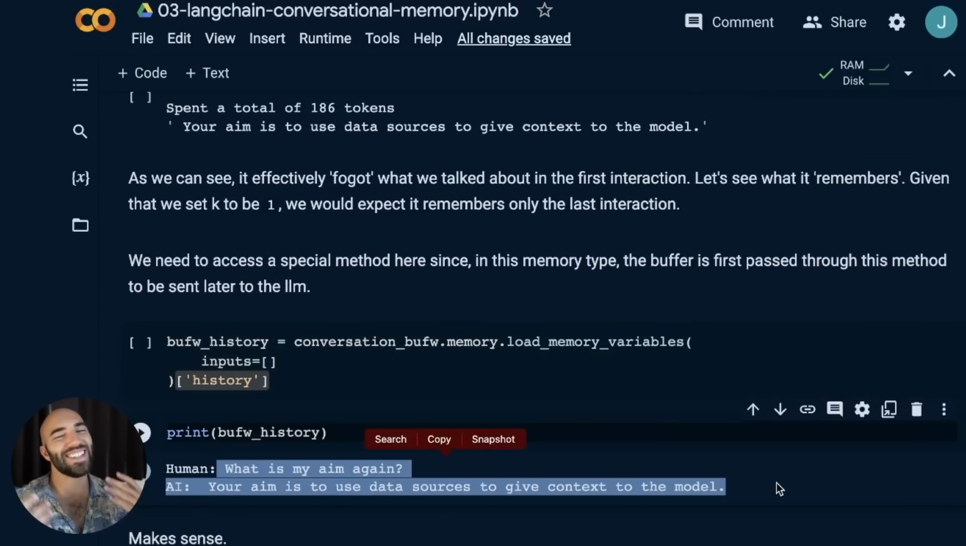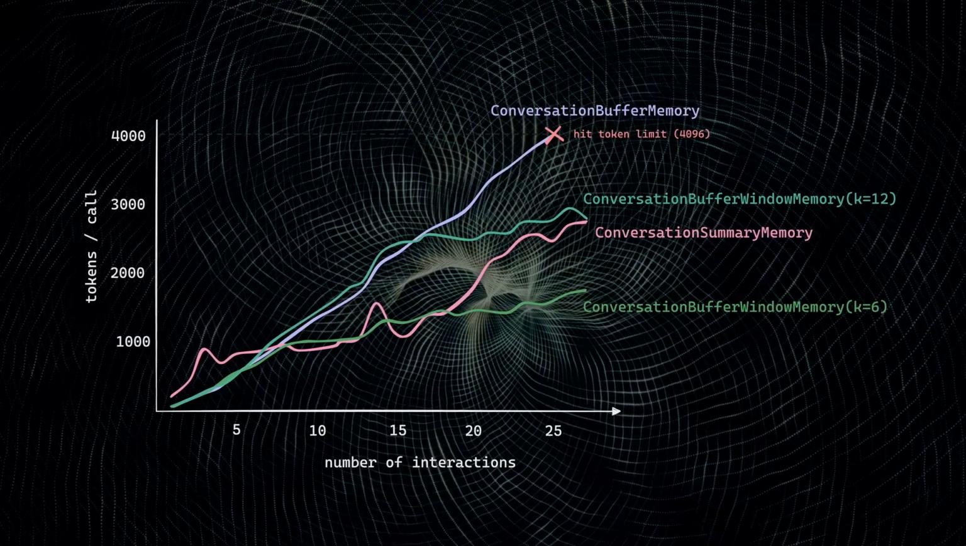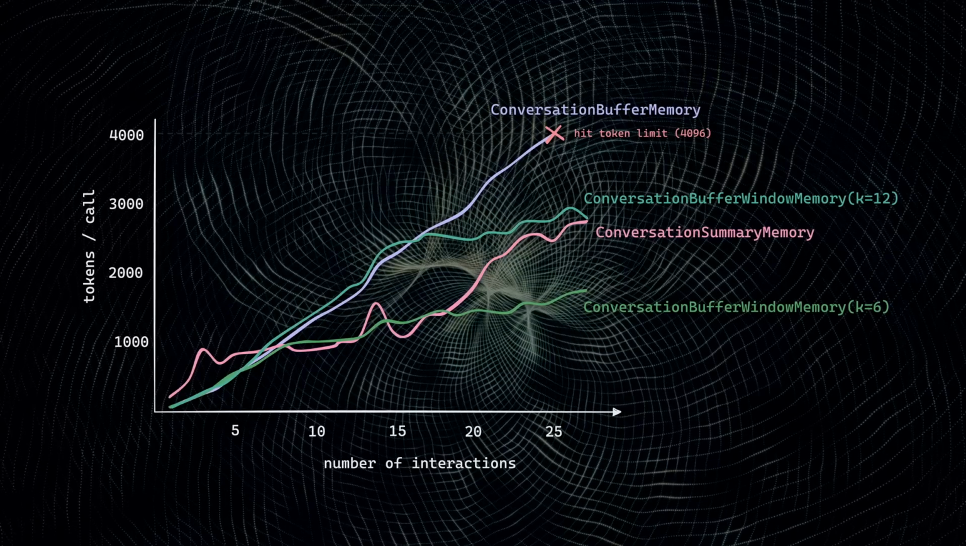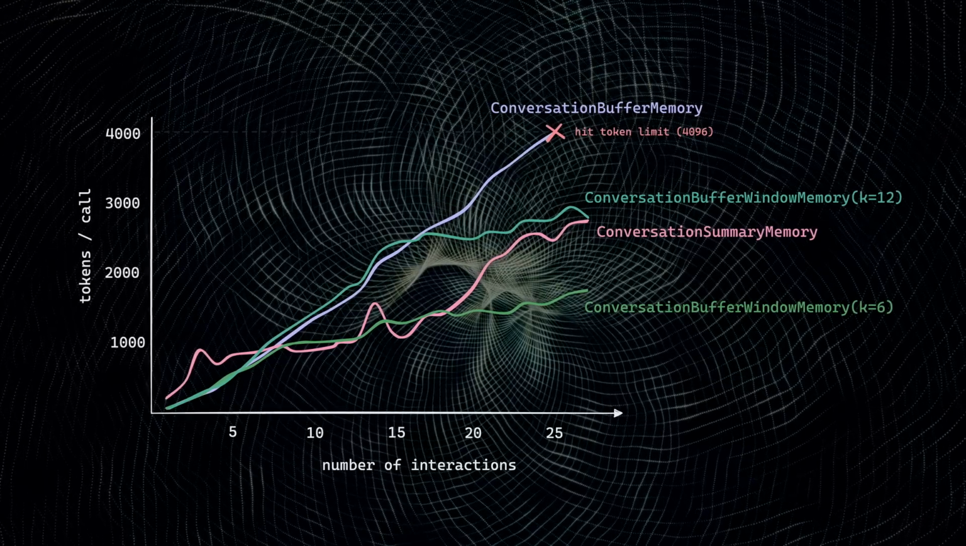Now, obviously, with this approach, you're probably going to be using a much larger number than k equals 1. And you can actually see the effect of that here. So adding to the previous two visuals that we saw, we now have conversational buffer window memory for that longer conversation with k equals 12.